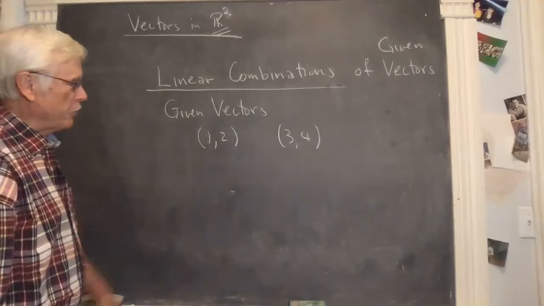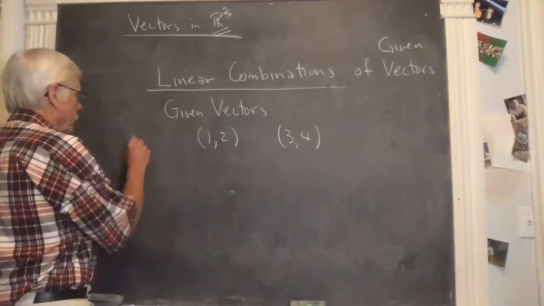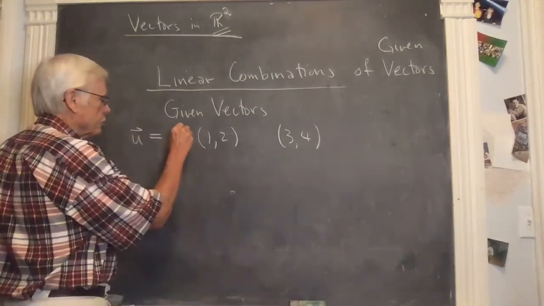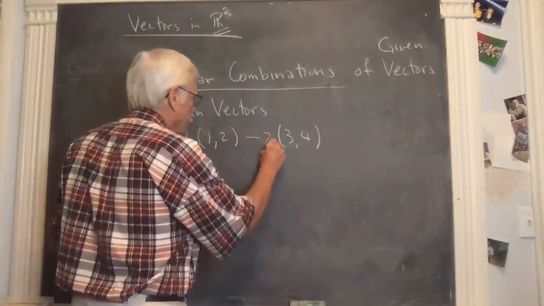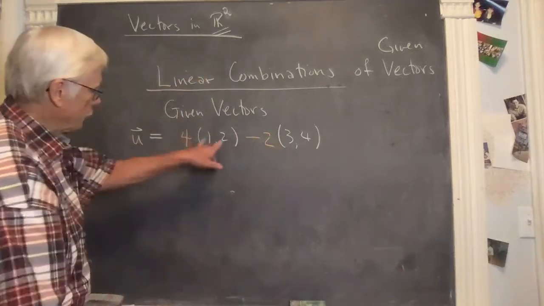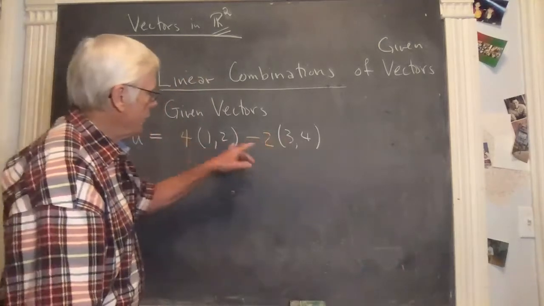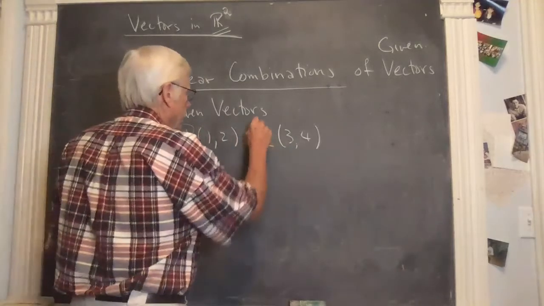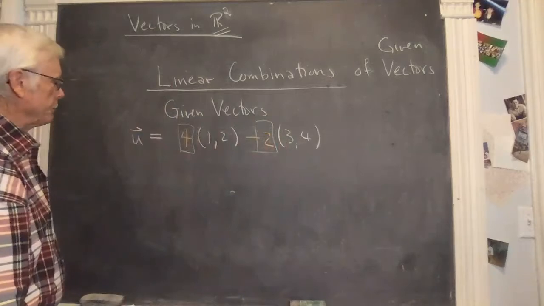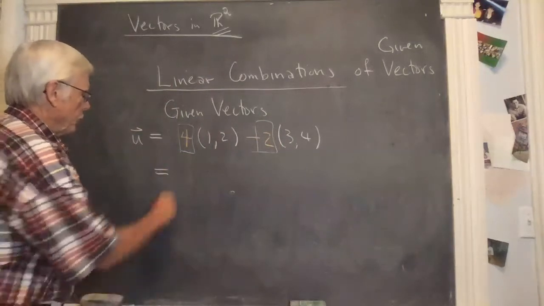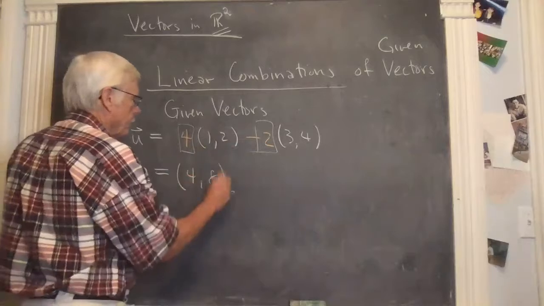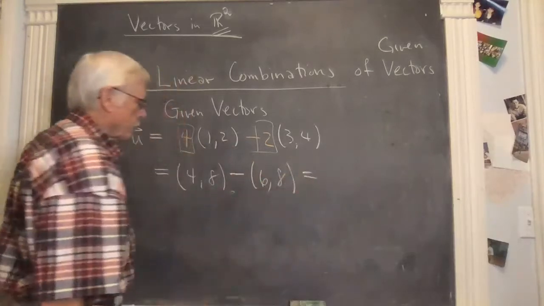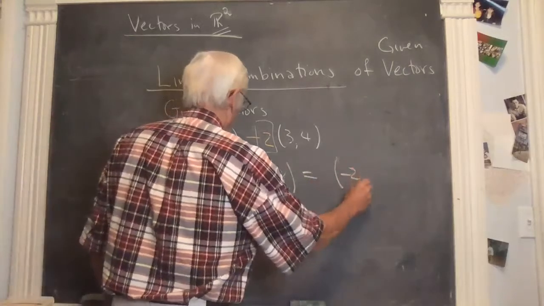Vector is a linear combination of these two. Means, so I'll call this U, is a linear combination, means there are numbers like 4 and -2 that you can scale these vectors by and then add up the result. So a linear combination is a scalar times the first plus a scalar times the second. So what would we get here? Scale this, you get 4, 8, and then minus 6, 8. So the result would be -2, 0.